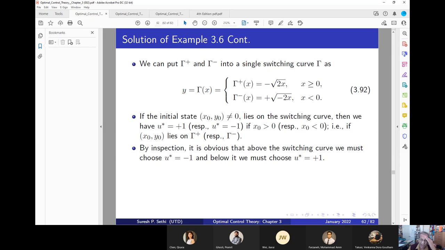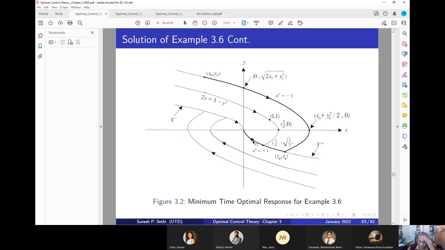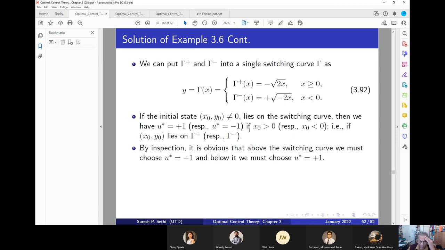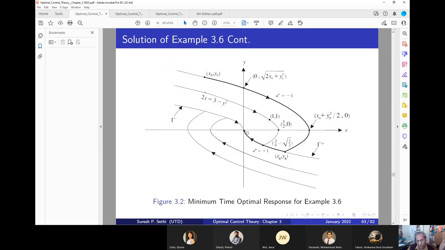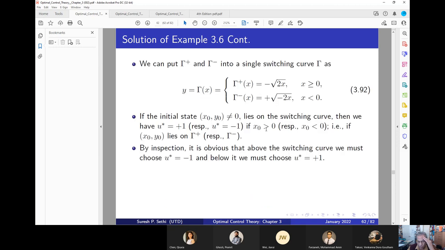All we need to find out is the time from here to here. That's very easy to do. If you are at zero, the problem is solved because zero is already on the switching curve. There's nothing to do. If you are anywhere along this curve, then we already know what to do. The problem is solved and the solution is clear. Along the switching curve we choose u star minus one, and below it we choose plus one. This is simply true, okay?